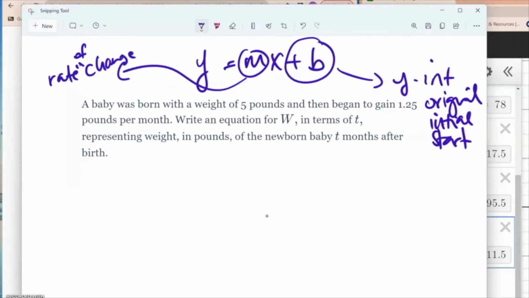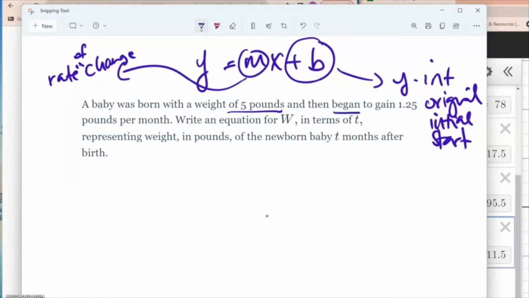All right, so a baby is born with a weight of 5 pounds. So it's 5 pounds, your start or how it's changing. If I say a baby is born with a weight of 5 pounds, is that what I start with, or is that how it's changing every whatever? Well, if you're not sure, you read the rest of the question.